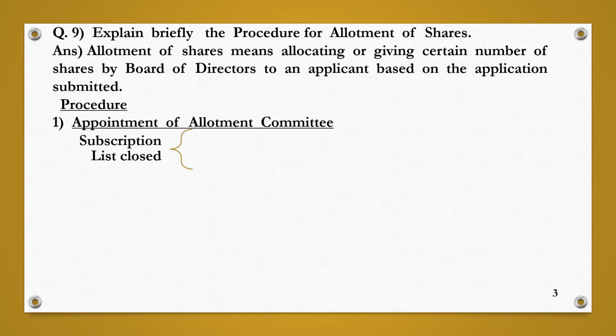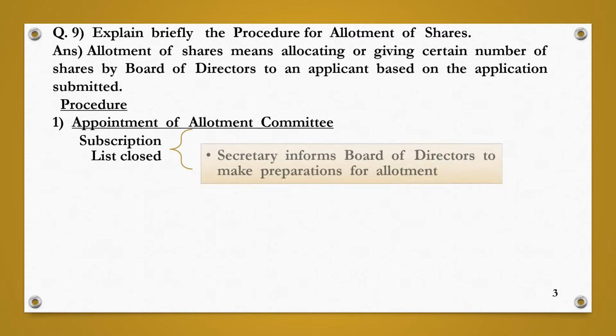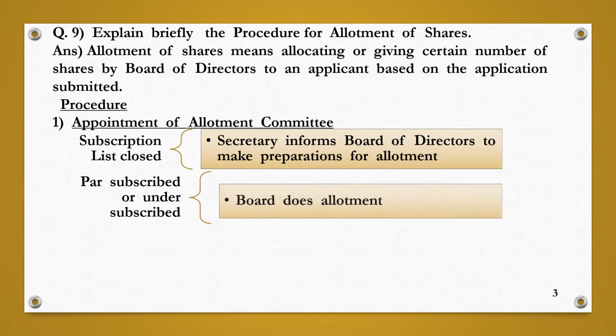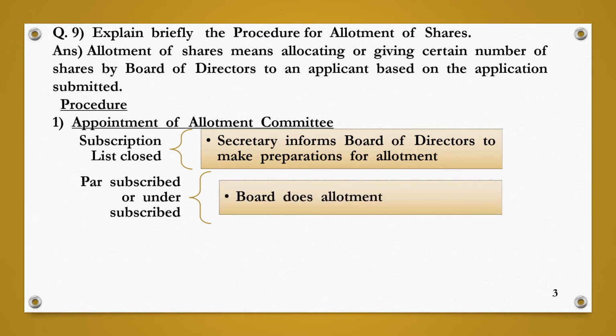Once the subscription list is closed, the company secretary informs the board of directors about the same and advises them to make the necessary preparations for allotment of shares. If the issue is par subscribed or undersubscribed, then the board of directors themselves carry on the allotment of shares. Now, we need to understand as to what is par subscribed and undersubscribed.